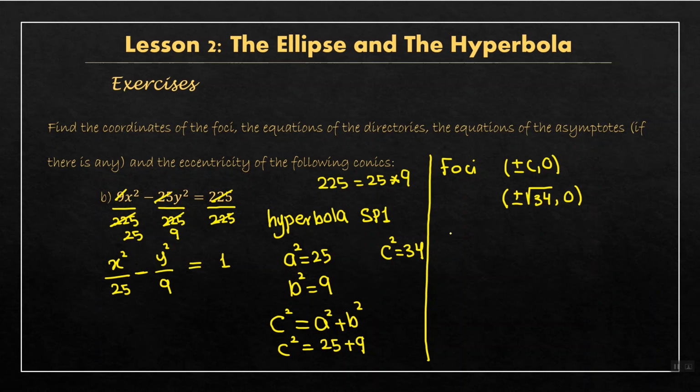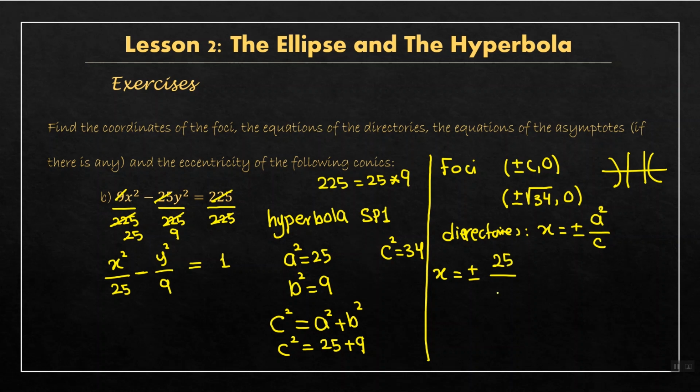The directrices. Now this is SP1. So the directrices must cut the x-axis. So they are x equals plus minus a squared over c. So x equals plus minus a squared is 25 and c is the root of 34. Okay, so these are the directrices.